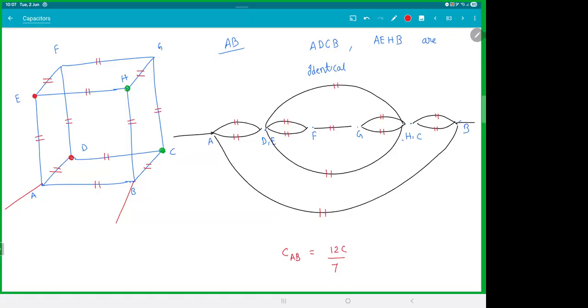All clear with this? There's still one more left. AC. Right, Samyak. I think AC people did get right, Akanksha. Right, Utsav. AC, I think you got wrong, right, Arya? Try AC. I'll give you another 1 minute. Now the battery is between A and C, the face diagonals.